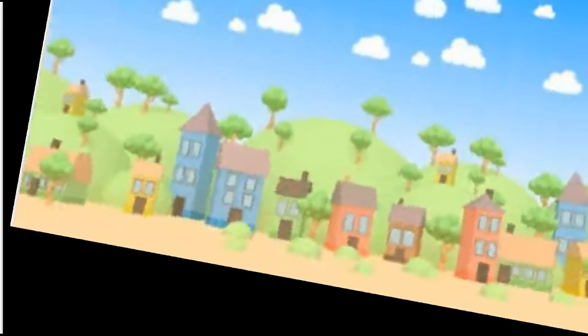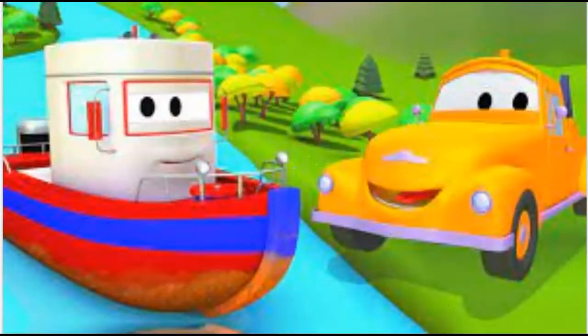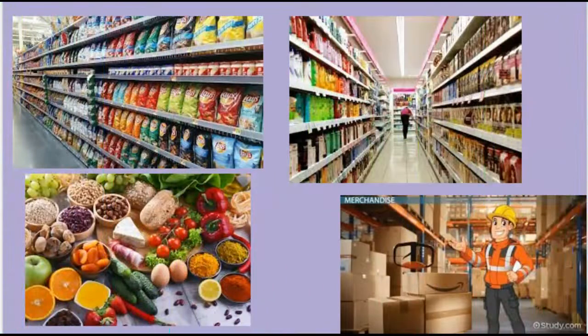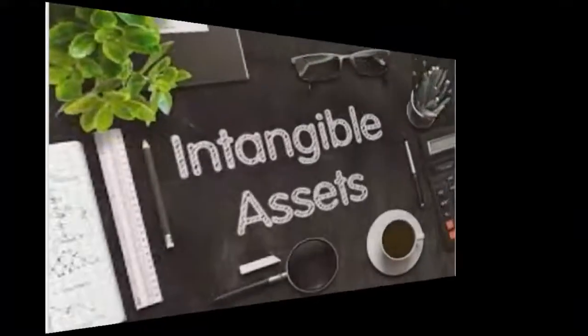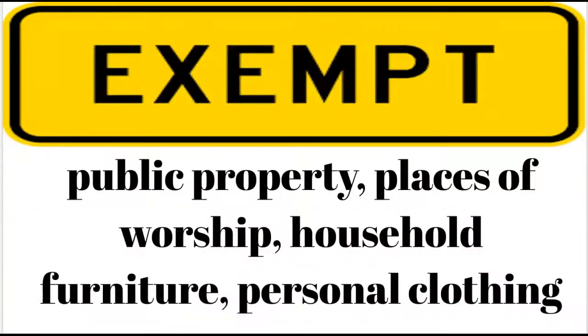Some examples of ad valorem tax include real property like land and buildings, personal property like cars and boats, inventoried goods of a business, intangible goods like real estate notes. Some exemptions to the ad valorem tax include public property, places of worship, household furniture, and personal clothing.